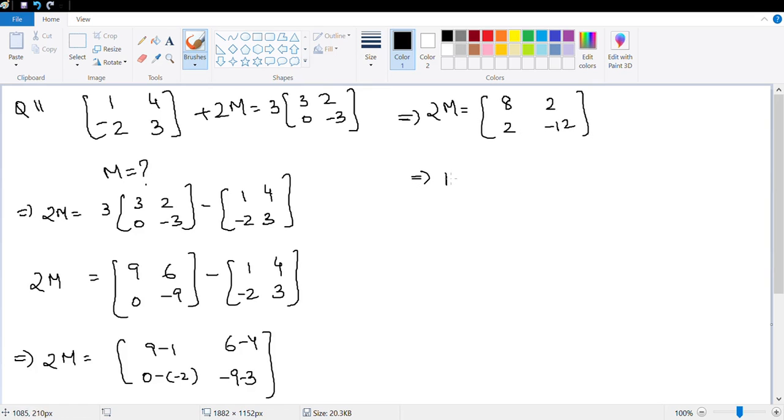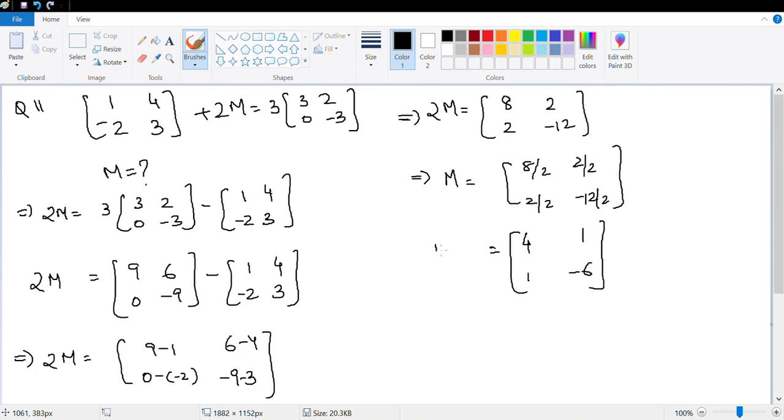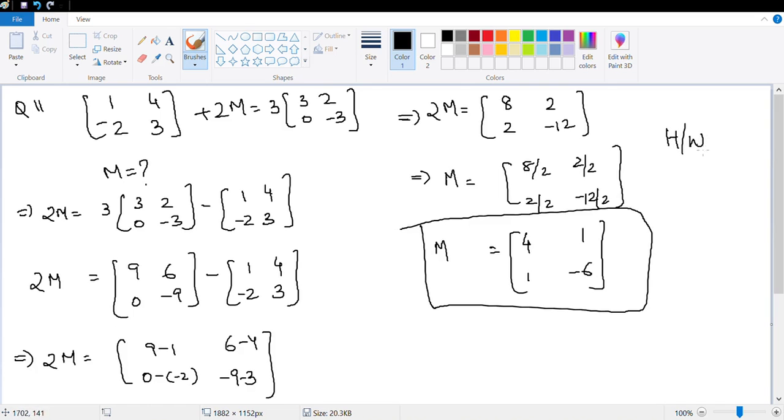Divide both sides by 2 and I get 8 upon 2, 2 upon 2, 2 upon 2, negative 12 upon 2, which will be equal to 8 upon 2 is 4, 2 upon 2 is 1, 2 upon 2 is 1, and negative 12 upon 2 is negative 6. So this is the value of our matrix M, the way they wanted. That's about it on this exercise, a short exercise.